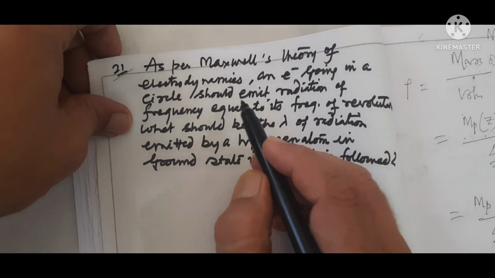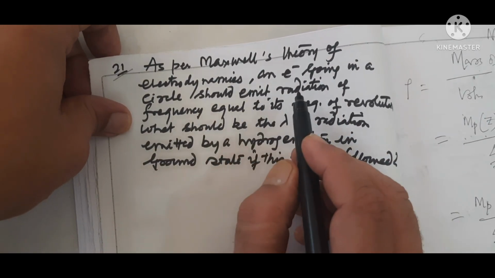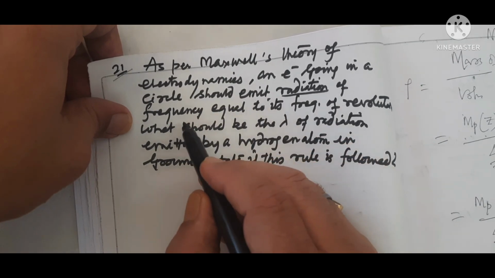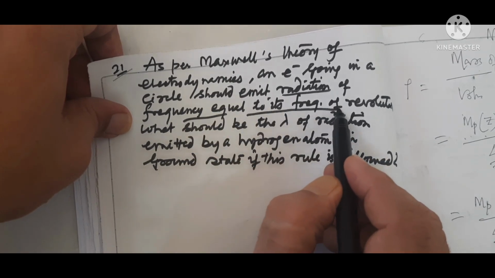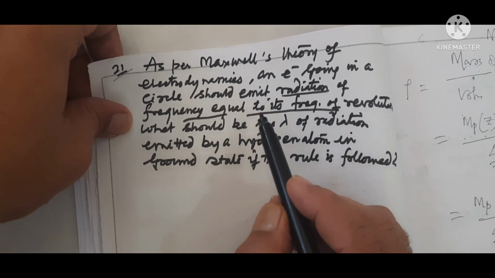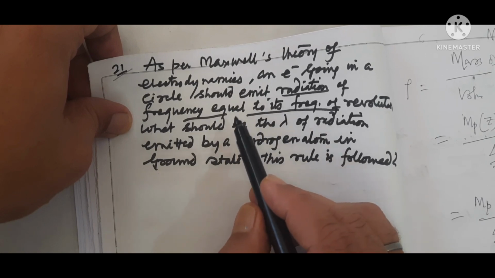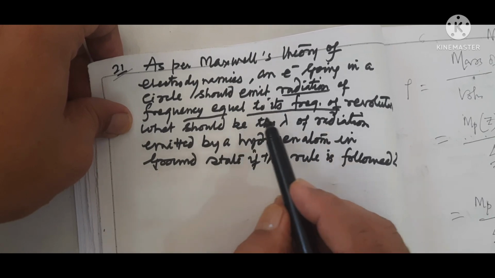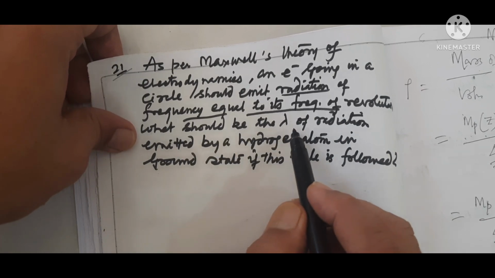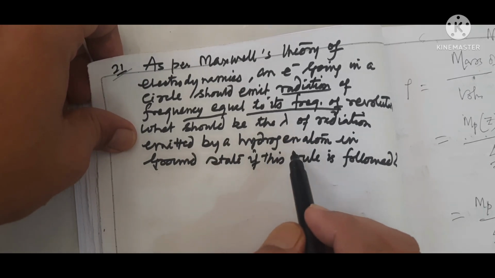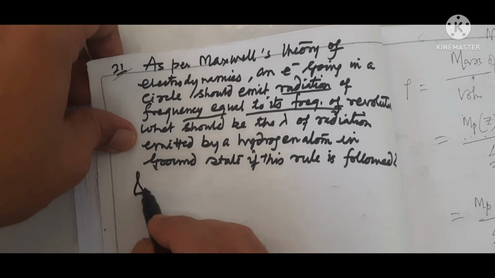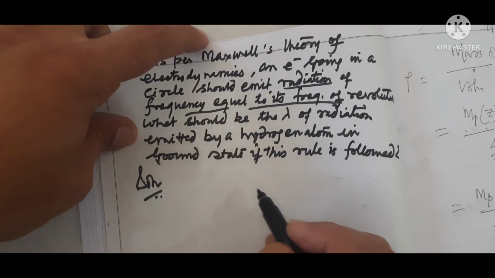Another question, as per the Maxwell's theory of electrodynamics, an electron going in a circle should emit radiation of frequency equal to its frequency of the revolution. जब इलेक्ट्रॉन घूम रहा है सर्कुलर तो वो एमिट करेगा रेडिएशन, and that emit radiation of frequency equal to its frequency of revolution. What should be the wavelength of the radiation emitted by the hydrogen atom in the ground state if this rule is followed? So इस क्वेश्चन को कैसे करेंगे?